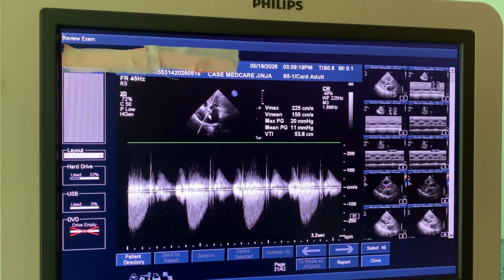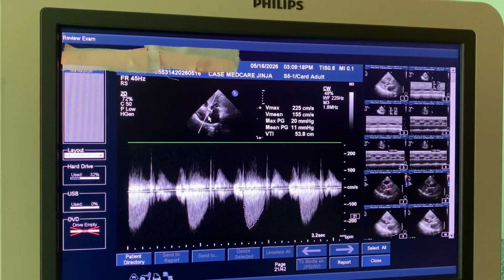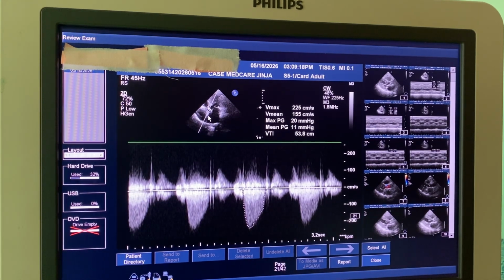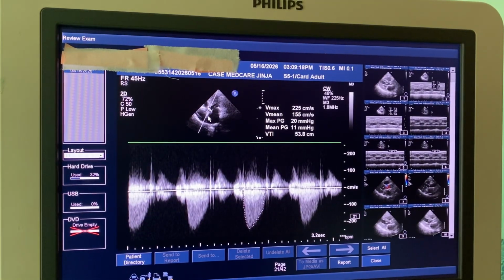Now here, by our reading, remember we said the valve area is giving a severe form of this stenosis because it is less than 1. But the velocity was giving us mild. Maximum PG was giving us mild. Then we are dealing with the Doppler velocity index.